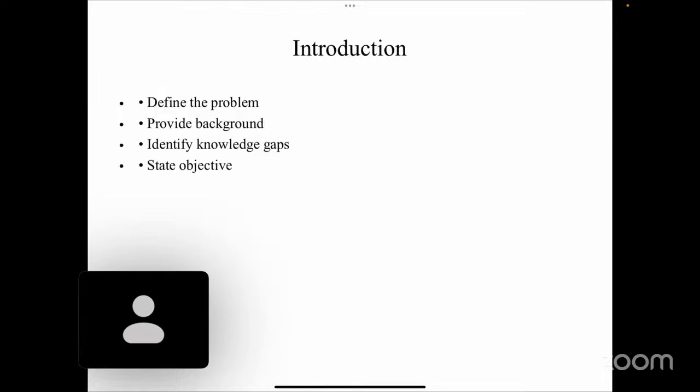Okay, so in the introduction, try to define the problem, provide background about what you're going to talk about, and then identify the knowledge gap. This is very important. This is where we tell people that my manuscript or my research is important because there is a knowledge gap in that area. And then state the objectives.